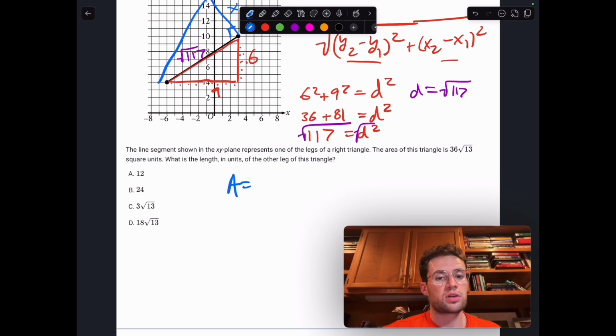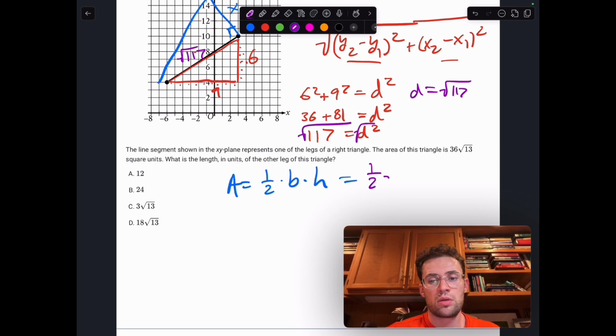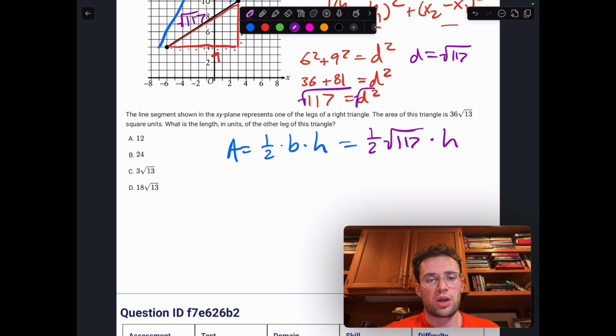The area of a triangle is equal to 1/2 times base times height, or base times height over 2, which is the same thing. So if we know our base is the square root of 117, we can use that to find the height. We know our area is 36 times the square root of 13. So 36 root 13 is equal to 1/2 times the square root of 117 times the height.